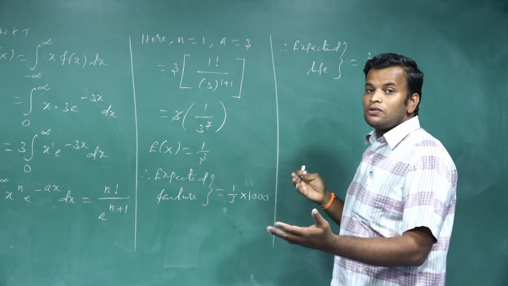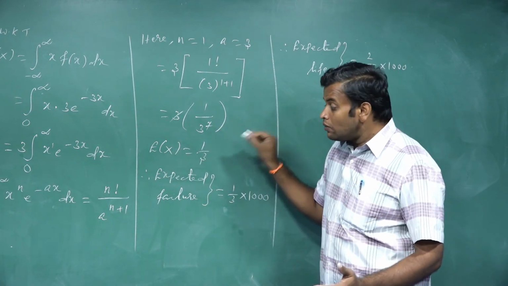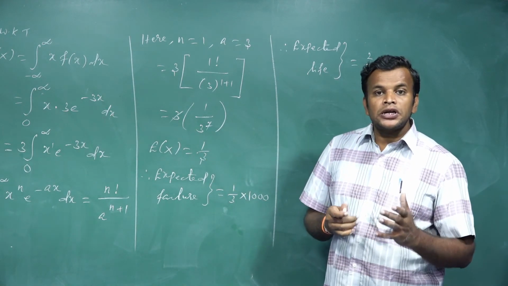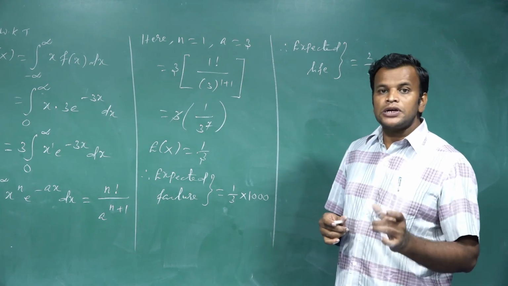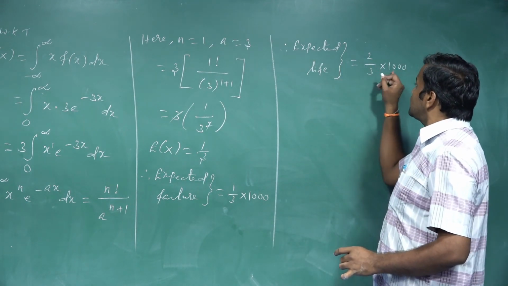Important: in the previous one we found E of x and the answer was over. But this is a special sum. The given one is the expectation of the failure, but our question is, what is the expectation of the success? Success is nothing but the expectation of the life, that is, the expected life of the computer. So expected life is equal to 2 by 3 into 1000.